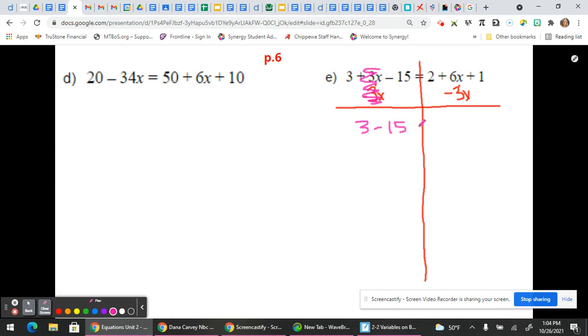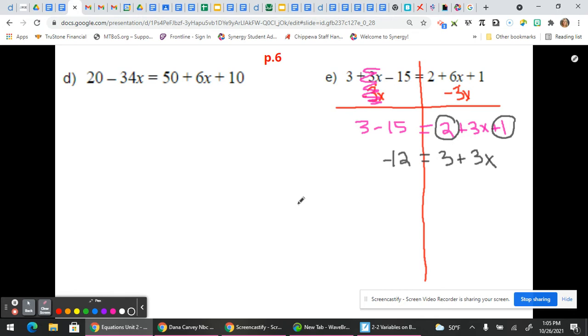minus 15 on the left, which is equal to 2 minus 2x plus 3x plus 1. Now I'm going to do a little bit of simplifying here because over on the left, I've got nothing else to do with my terms, but I can go 3 minus 15, which I know is equal to negative 12. And on the right-hand side, I can put this 2 and this 1 together to give me 3, so it's 3 plus 3x. So I've combined my like terms. Now I'm ready to solve.